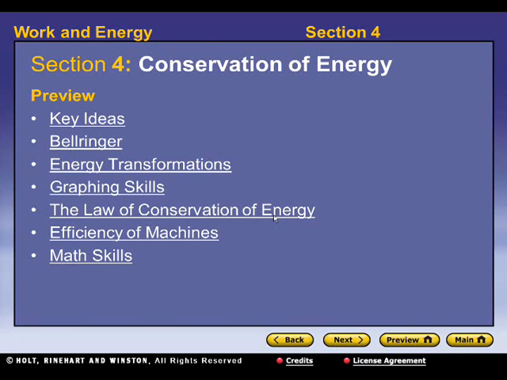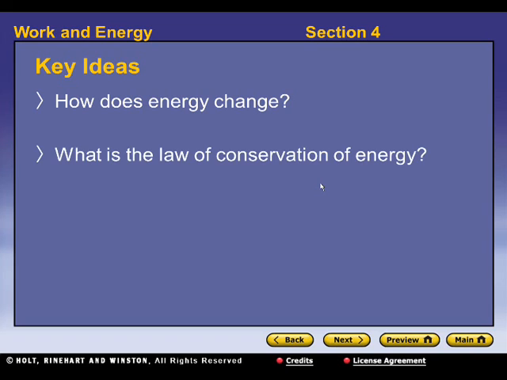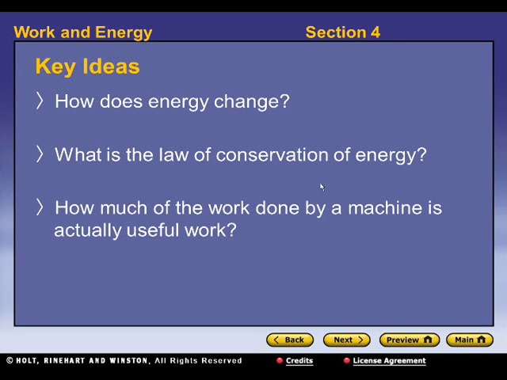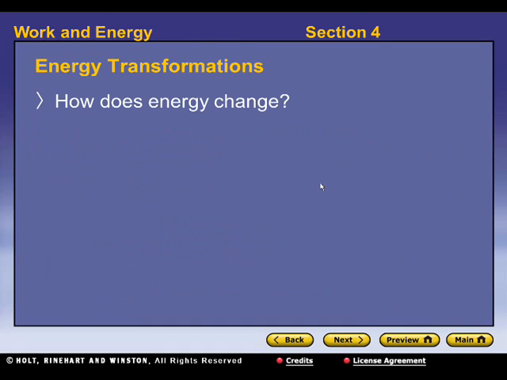Okay, welcome to Chapter 13, Section 4, Conservation of Energy. Let's get right down to it. Here are the key ideas. How does energy change? What is the law of conservation of energy? How much of the work done by a machine is actually useful work? Alright, let's move right on in here.